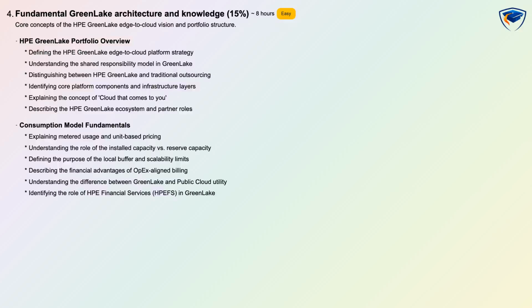You will learn the concept of a cloud that comes to you, the roles of ecosystem partners, and the consumption model fundamentals such as metered usage, unit-based pricing, installed versus reserve capacity, and the purpose of the local buffer. The domain also covers financial advantages of OpEx-aligned billing and the role HPE Financial Services plays in enabling GreenLake deals.